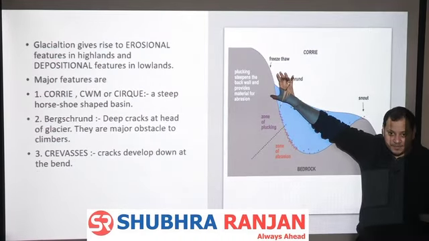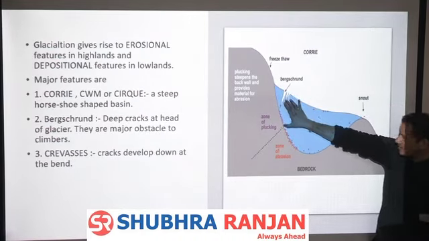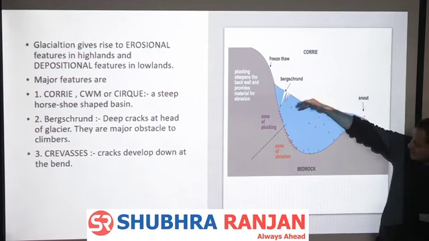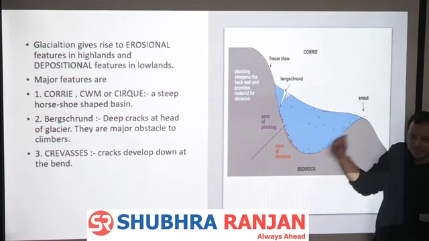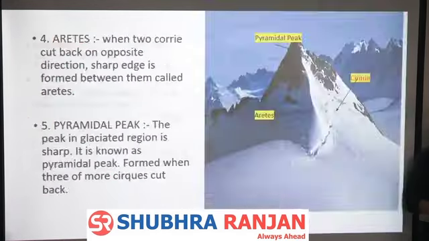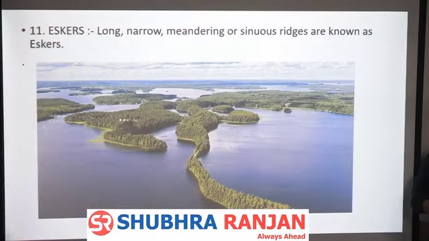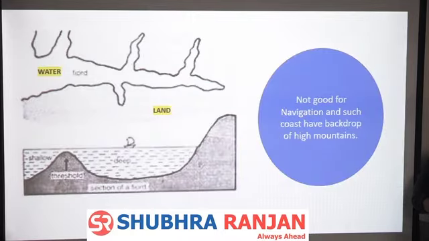स्पीड यहाँ ज़्यादा है, स्पीड यहाँ पे आते आते डिक्रीज हो रही है, इसलिए जहाँ स्पीड ज़्यादा है वो ज़्यादा इरोड हो रहा है. ये स्पीड कम हो रहा है इसलिए नहीं इरोड हो रहा. Fjord, the word is Norwegian word.